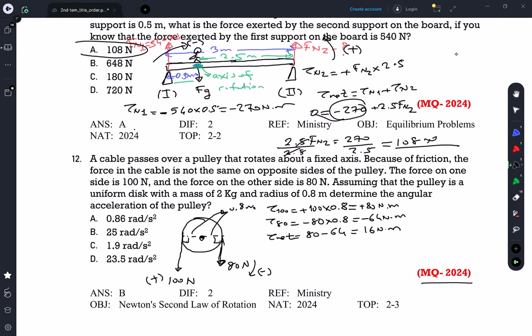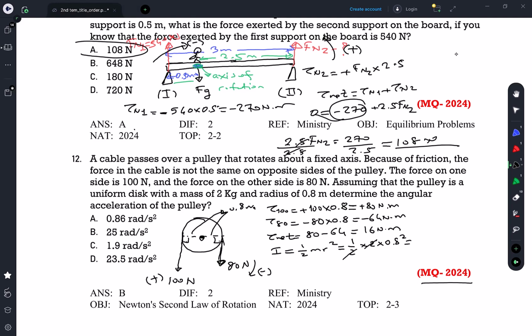Disk moment of inertia is needed because we are going to use the second law. Moment of inertia of the disk is 1 over 2 m r squared. 1 over 2, m is 2, r is given as 0.8 squared. Let's calculate the moment of inertia.